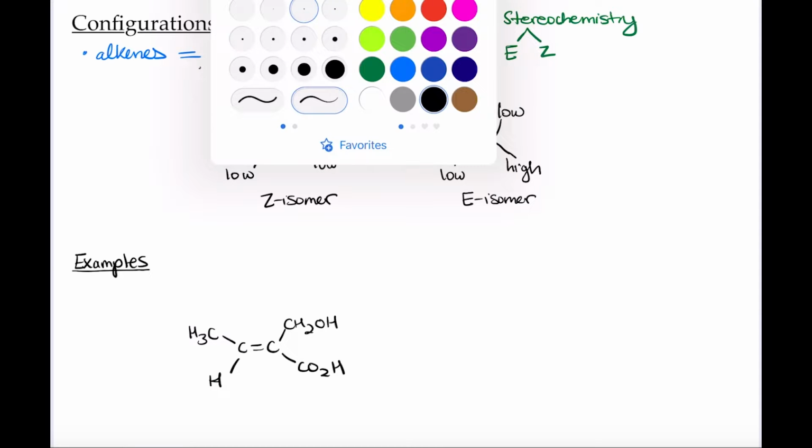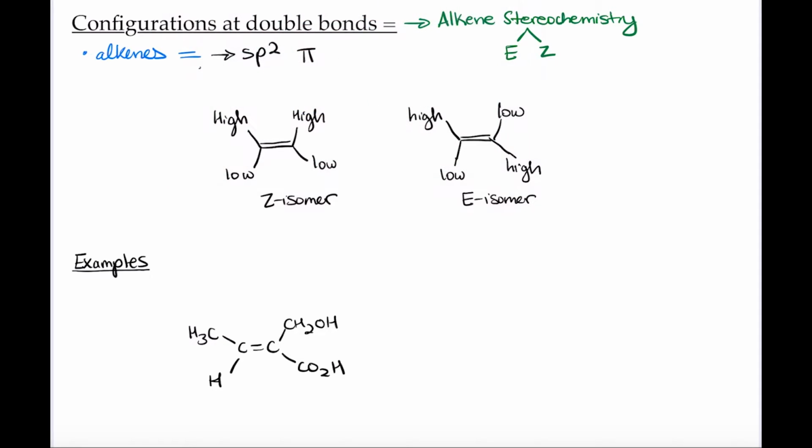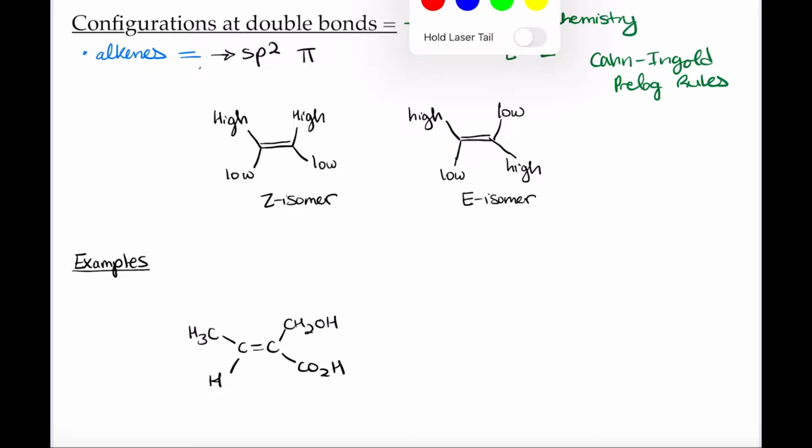So let me just note that down. They use the Cahn-Ingold-Prelog rules. So, that E looks funny. Okay, Prelog rules. So, a few things to note as I'm talking about how we're assigning configurations at double bonds.